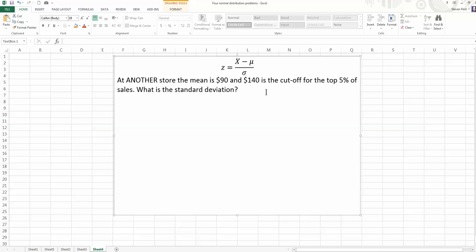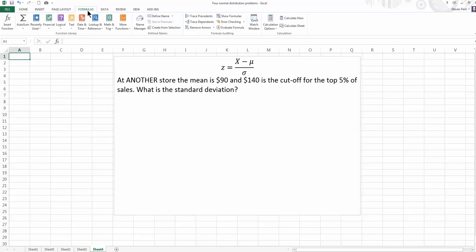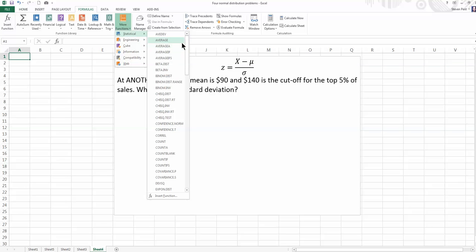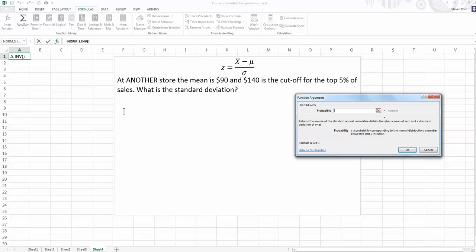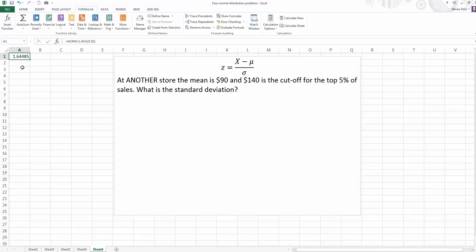What if it's the standard deviation you don't know? Well, this is the cutoff for the top 5% of sales. So to find the z, if you're looking at the top 5%, there must have been 95% less than that. So once again, we go to norm.s.inv. Put in 0.95. And this time we get 1.64. So the z-score for the $140 must have been 1.64.